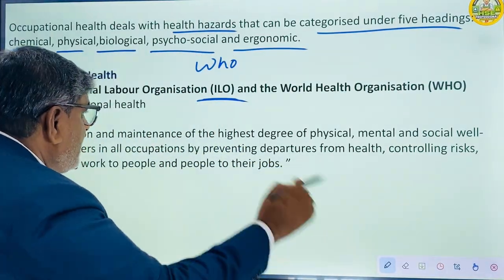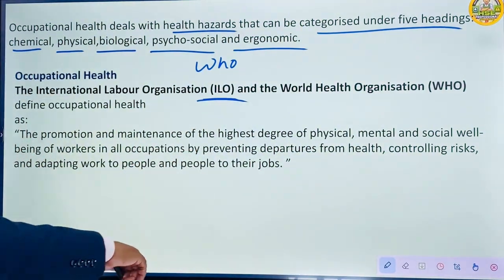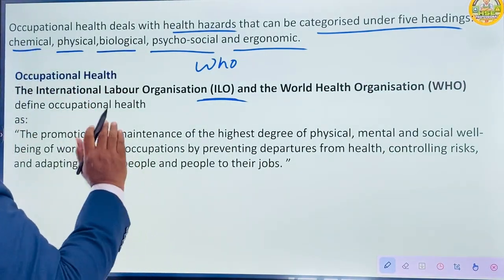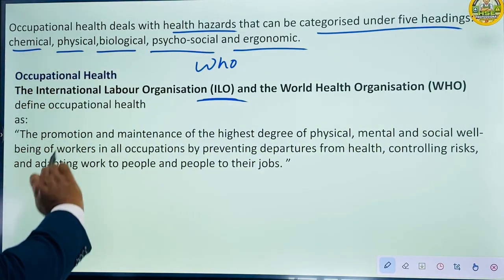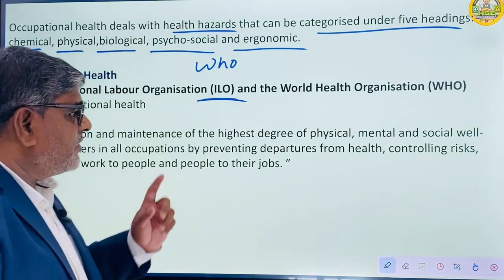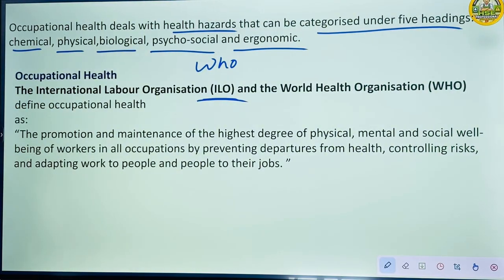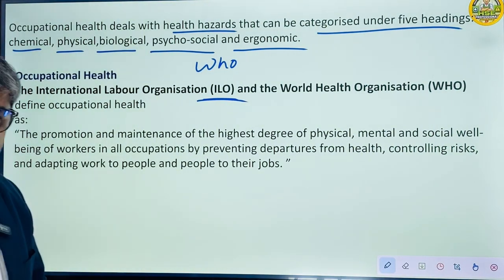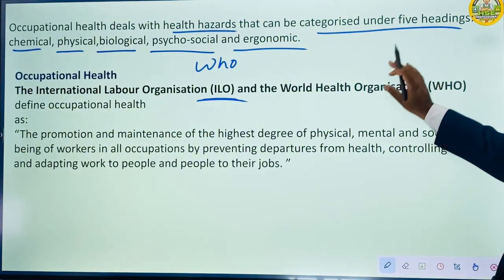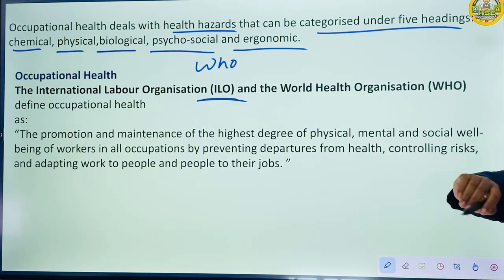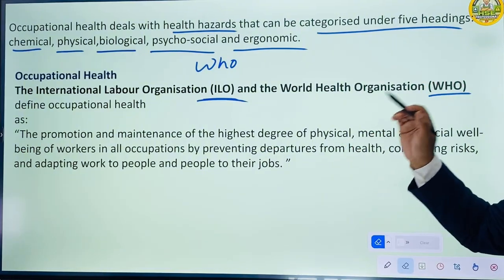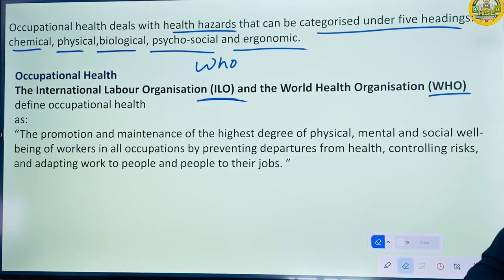Based on that, ILO frequently organizes meetings, and many countries are members of ILO. They sit together to discuss safety concerns: the promotion and maintenance of the highest degree of physical, mental, and social well-being of workers in all occupations by preventing departure from health, controlling risk, and adapting work to people and people to their jobs. That's why it is very important. Let's go forward. So these are WHO and ILO. We need to remember WHO and ILO. They are both working for occupational health and safety. Clear?